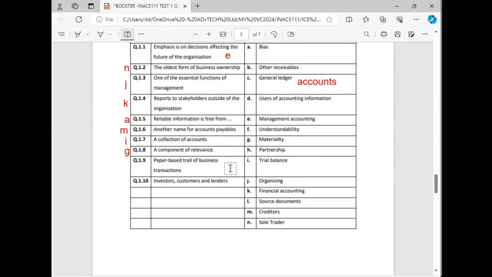A paper-based trail of the business. Yes, you're correct. Thank you so much, source document. Investors, customers, and lenders. You're correct. Yes, you're correct. They are users. Is D.